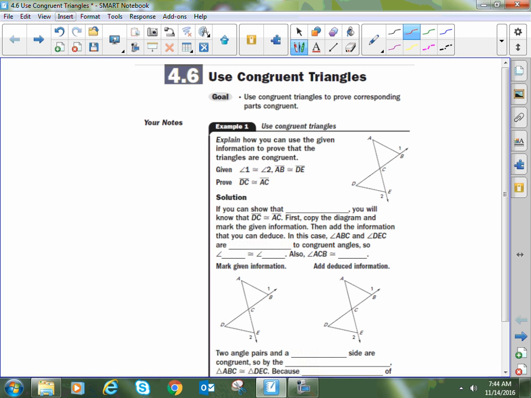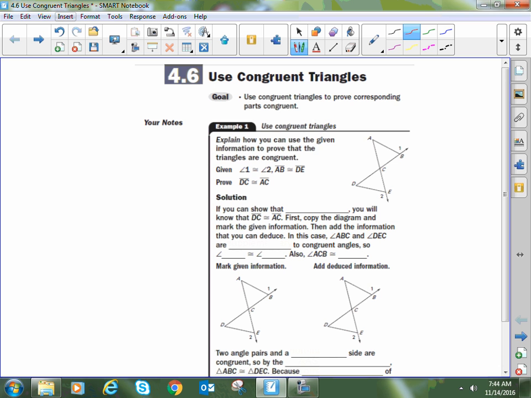So what we have in this example says, explain how you can use given information to prove that segment DC and segment AC are the same. Now, for the time being, try not to pay attention to the solution where it's giving you the paragraph proof. Let's just look at the figure itself. At some point it's going to say copy the diagram down, which doesn't make any sense. Just use the diagram that's there.